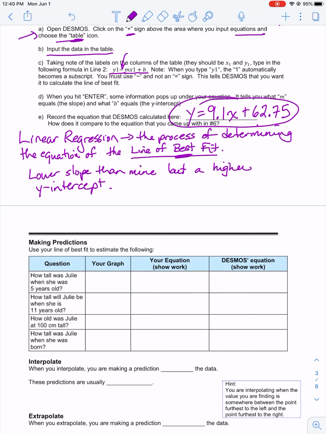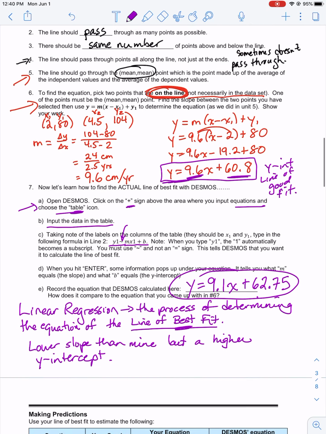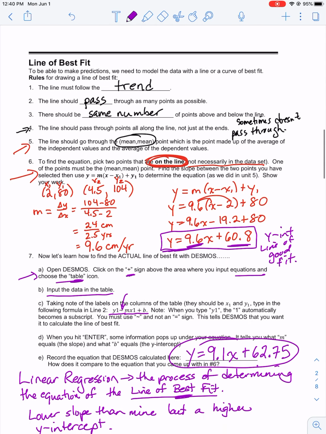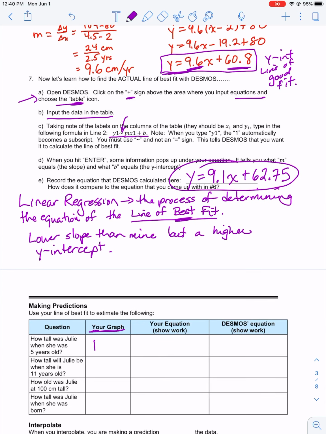Use your line of best fit to estimate the following. So on the graph, how tall was Julie when she was 5 years old? If we're just using the line that I've drawn, at 5 years old, that's about right here. It's just above the actual number in the table, 106. It looks more like it's about 108, according to my line of best fit.